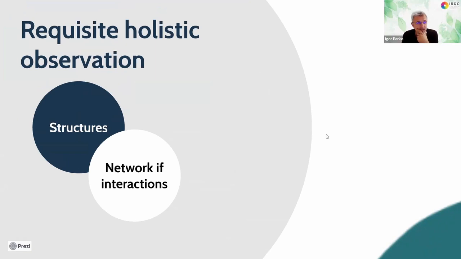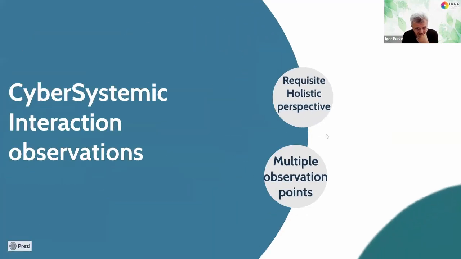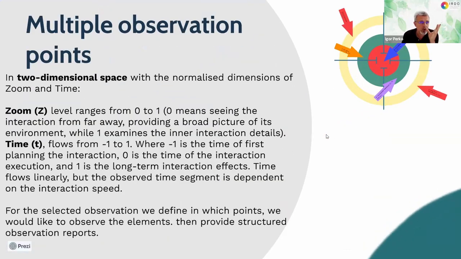Is this everything? No, because you can observe the same interaction in multiple ways. First of all, you need to decide who is the observer, and you can have multiple observers of the same interaction with different elaborations of what the observation results are.